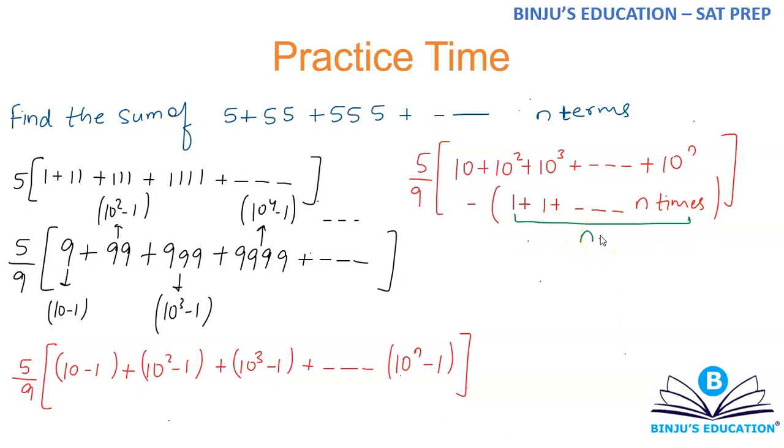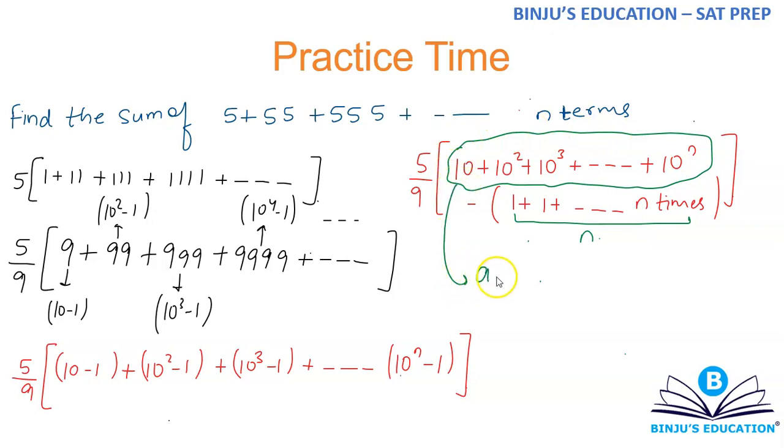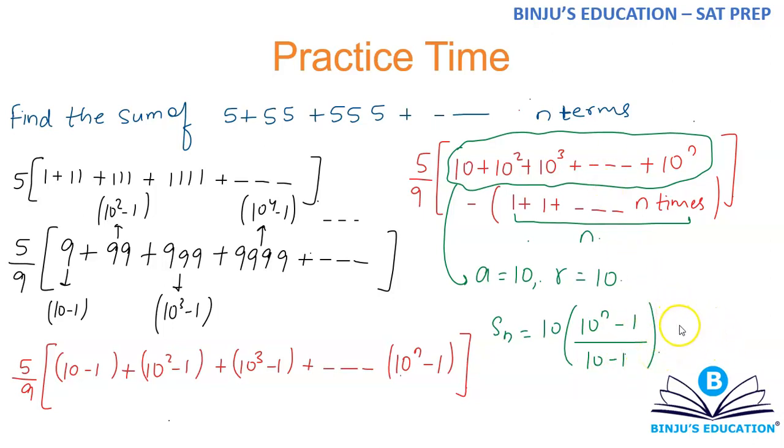If you have 1 n times, this will basically become n, and what you see here is basically a geometric progression. The first term is 10 and the common ratio is also 10. So how do you calculate the sum in that case? The sum is equal to a(r to the power n minus 1) divided by (r minus 1), which is 10 times (10 to the power n minus 1) divided by 9. And then we're going to subtract n from this. So let me remove this part from here.